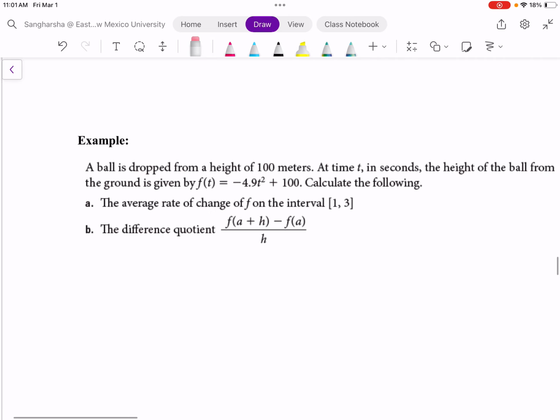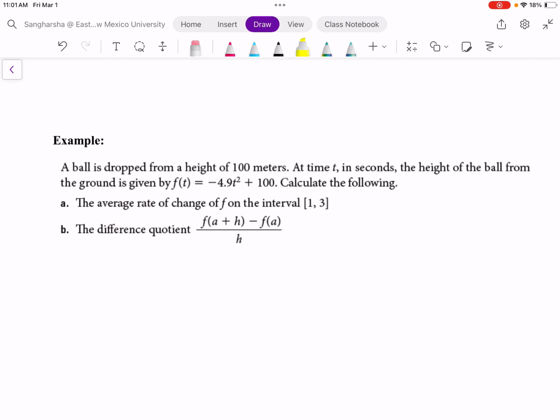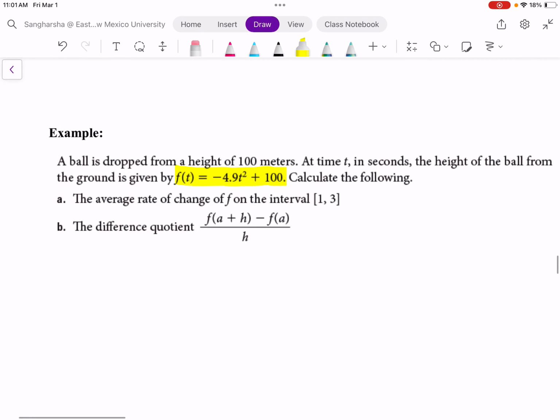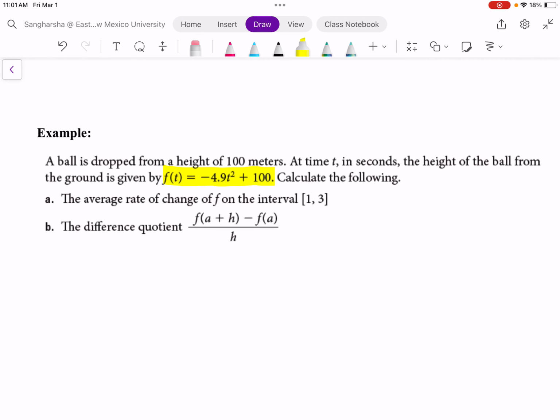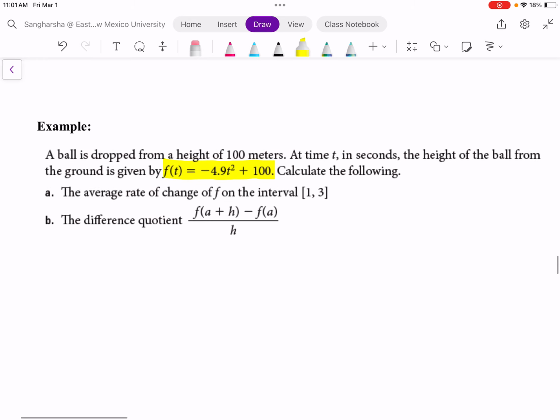Here we have a ball which is dropped from a height of 100 meters. At a time t, the height of the ball from the ground is given by this function: f of t equals negative 4.9 t squared plus 100, and this function gives us the height of the ball in t seconds.